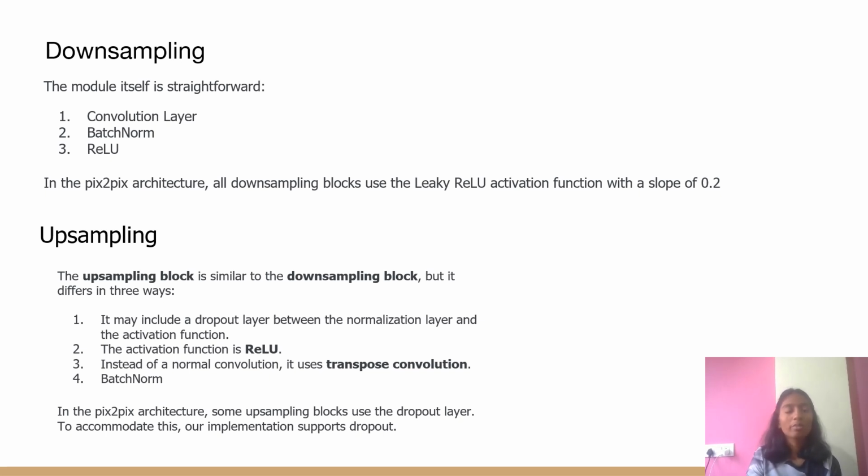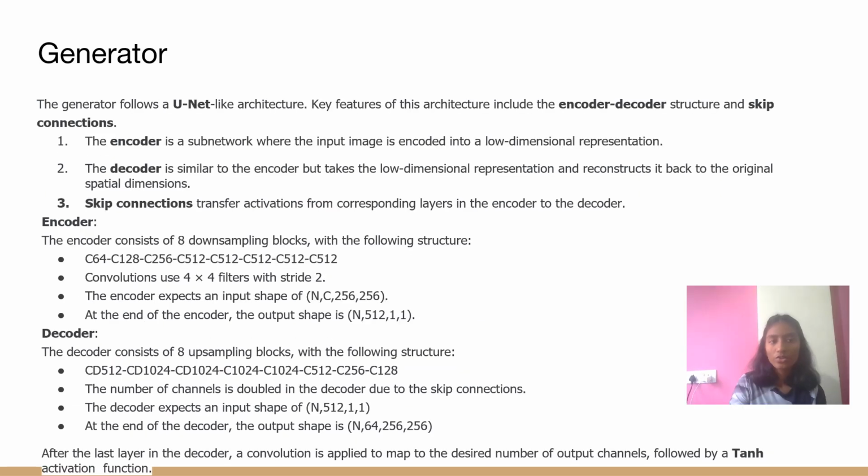Because downsampling helps the network to compress the input images into a feature representation that captures the important information for the task, whereas upsampling ensures that the output image is high resolution and also matches the target image size. Leaky ReLU and dropout enhance the stability and avoid overfitting, and also make the network more robust. Now coming to the generator, it follows a U-Net-like architecture.